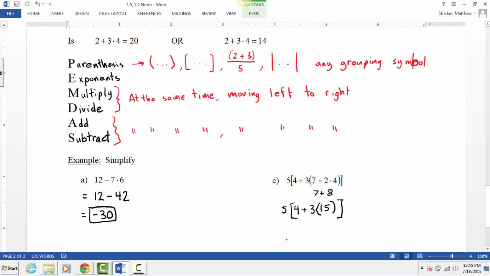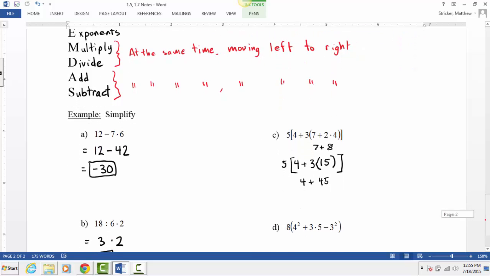Once you simplify the first set of parentheses, the problem looks like this. But we're not done. Now we have these brackets here, which is another grouping thing. And we have operations within the brackets. I have 3 next to 15, which is multiply, and I have plus. Again, do the multiply first. So 3 times 15 is 45. I still have, though, plus 4. 4 plus 45, of course, is 49. So the outer group simplifies to 49. So now I have 5 times 49, which is 245.